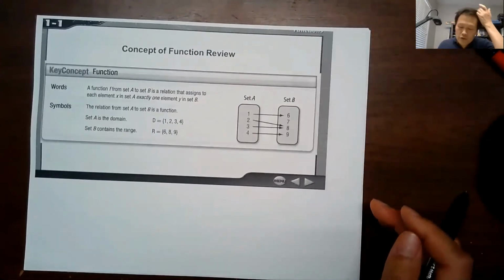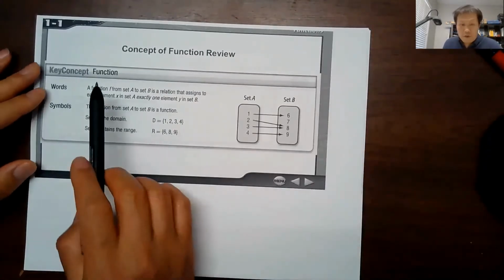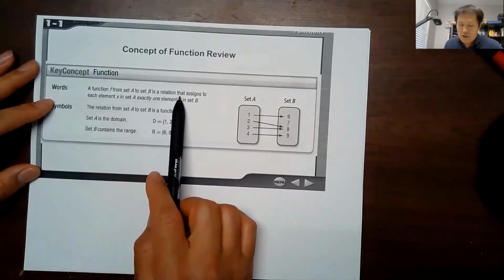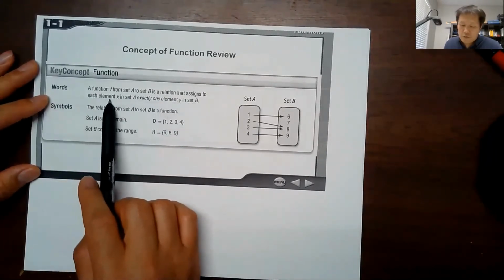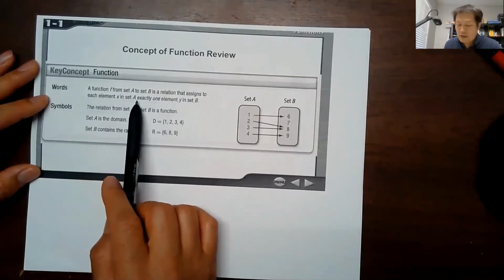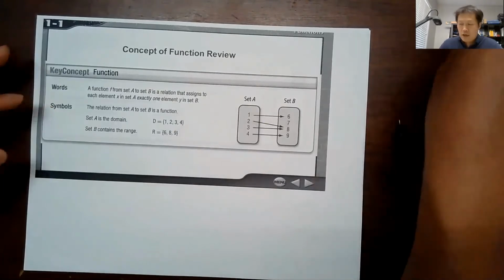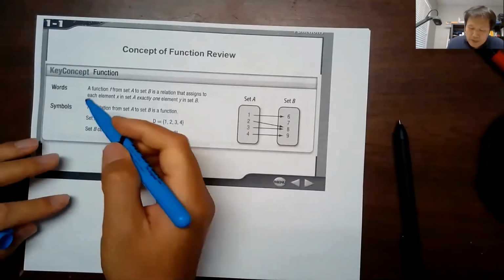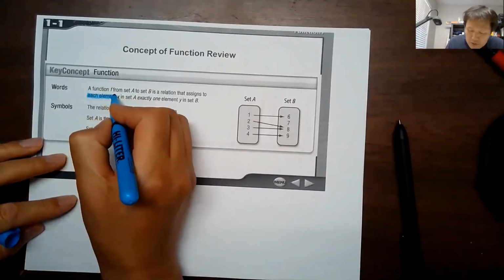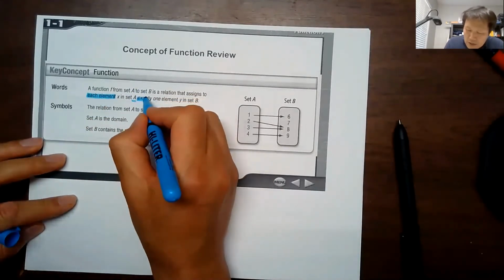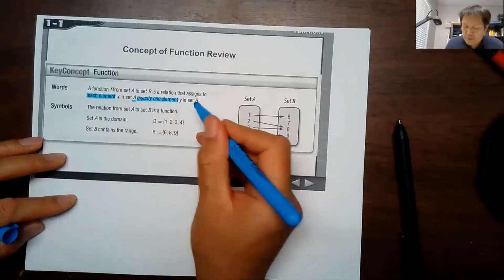Okay, concept of function review. A function f from set A to set B is a relation that assigns to each element X in set A exactly one element Y in set B. Okay, I don't know if you caught this. Each element in set A goes to exactly one element in set B.